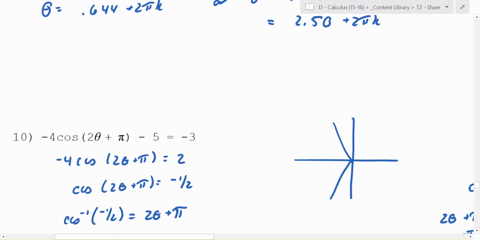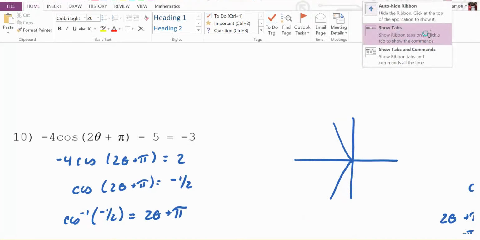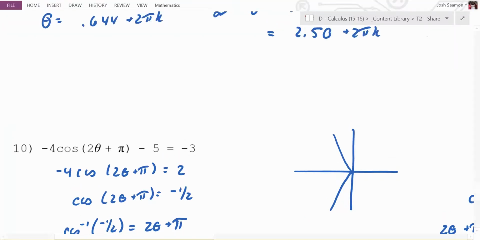This is super important. Do you remember this, the ambiguous case, everybody? Do you remember that phrase, ambiguous case? There are two values of theta where if you take the cosine, you get -1/2.